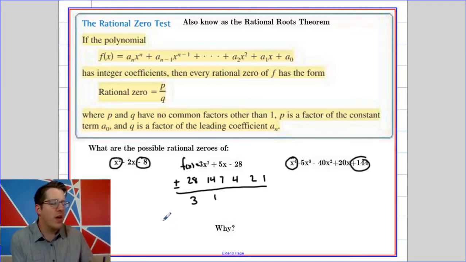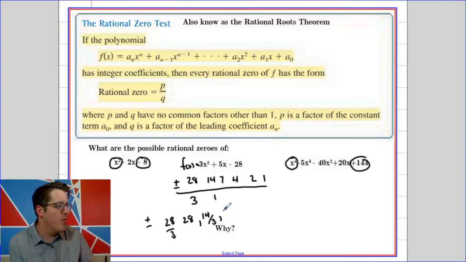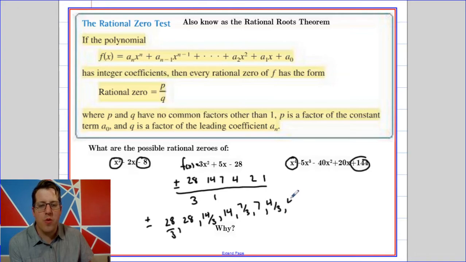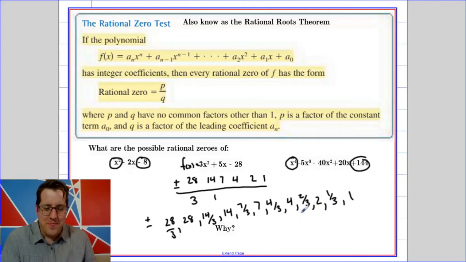So the way that I like to think about it is, okay, plus or minus 28/3 or 28, 14/3 or 14, 7/3 or 7, 4/3 or 4, 2/3 or 2, and 1/3 or 1.